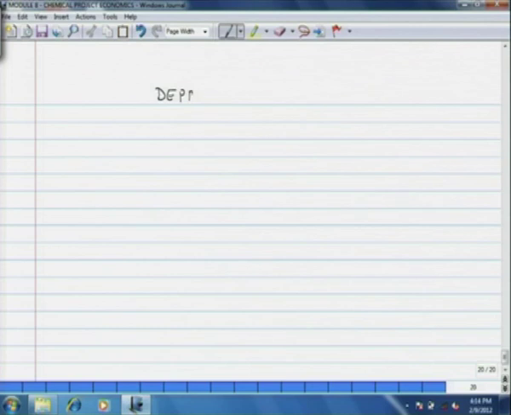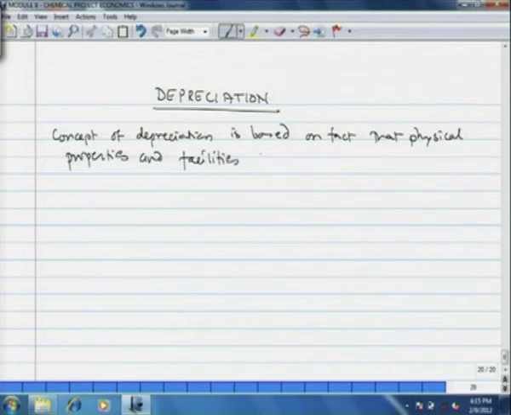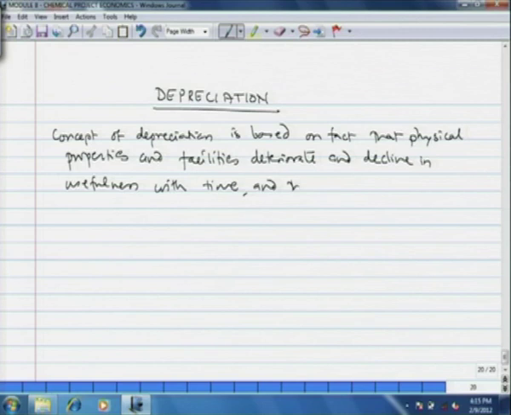What I told you was a very basic depreciation. The concept of depreciation is based on the fact that physical properties and facilities deteriorate and decline in usefulness with time, and thus the actual value of the facility decreases.